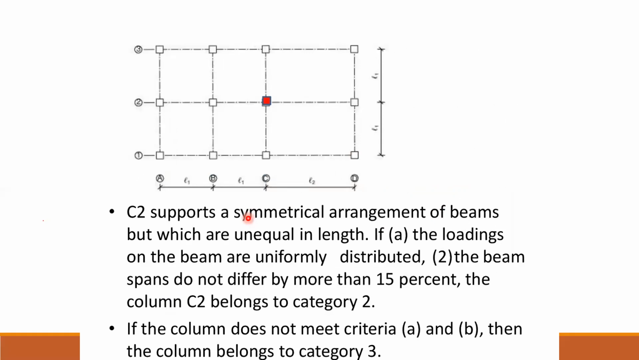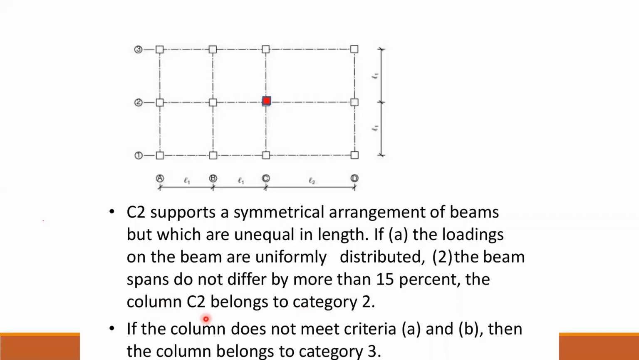C2 supports a symmetrical arrangement of the beams but of unequal length. If the loading on the beams is uniformly distributed, the beam spans do not differ by more than 15%. The column C2 belongs to category 2. So what does that mean? If you consider this column, if the span is not more than 15% higher, you can still put it into the column C2 category. We assume that there won't be any flexural transformations on either side.